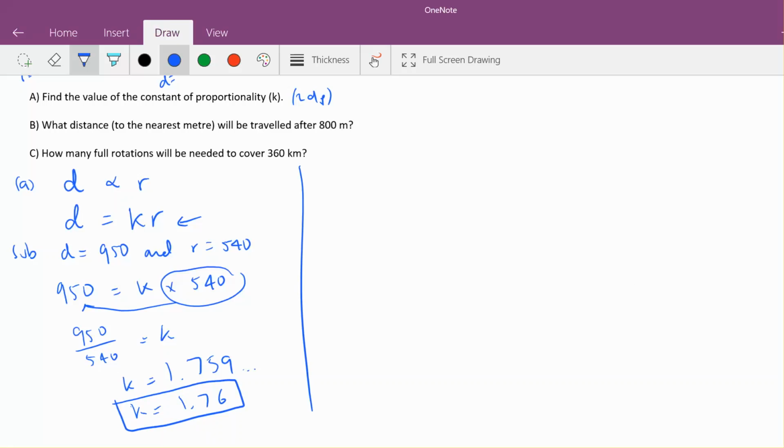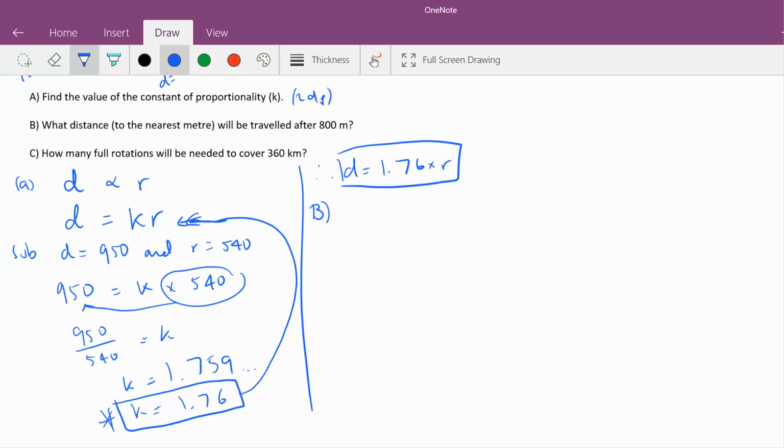Therefore, now we have a new equation. Let's go ahead and put k back up into here. Therefore, distance equals 1.76 r. This will help me for my next 2 questions. The answer, though, for part A is here. This is the answer for part A. We found k. But I've gone and substituted it back up in here. d equals 1.76 times r. If you want to have times r there, that is fine. Let's go ahead now and do part B.